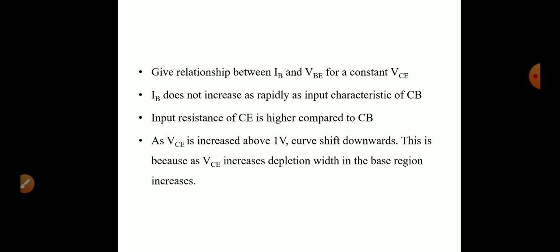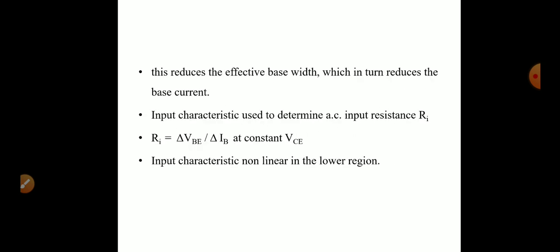As VCE is increased above 1 volt, the curve shifts downward. This is because as VCE increases, the depletion width in the base region also increases. This reduces the effective base width. Here the base width is reduced, that means the depletion width increases, which in turn reduces the base current. The base current is reduced because the depletion width is large and the base width is less. So this reduces the base current. That's why the curve shifts downward.